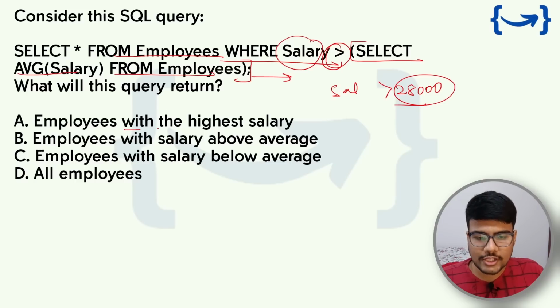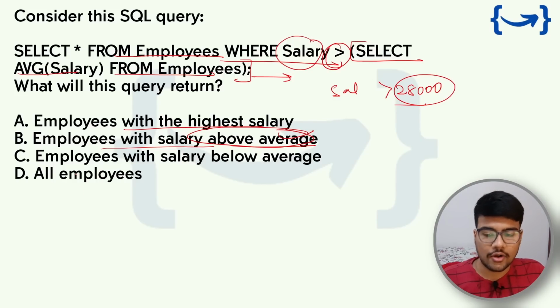Let's see, employees with the highest salary, employees with salary above average. So yes, this is the right option that I was looking for. But let's see, because all employees is one of the options.